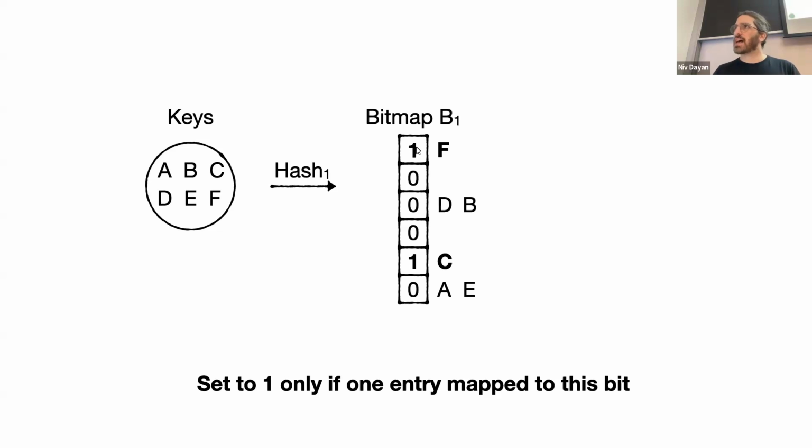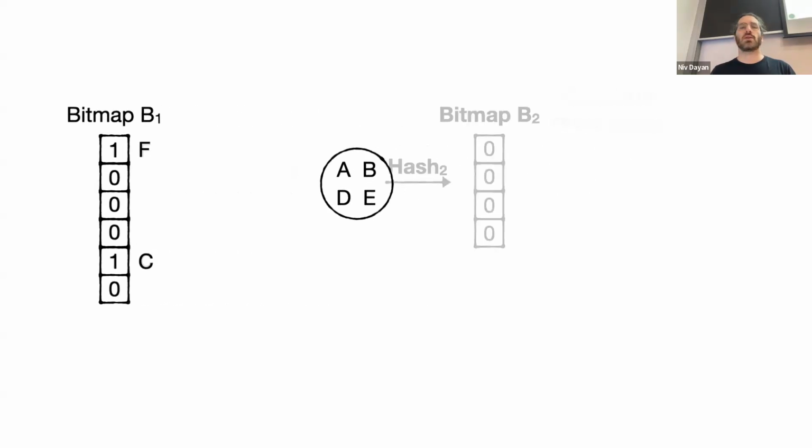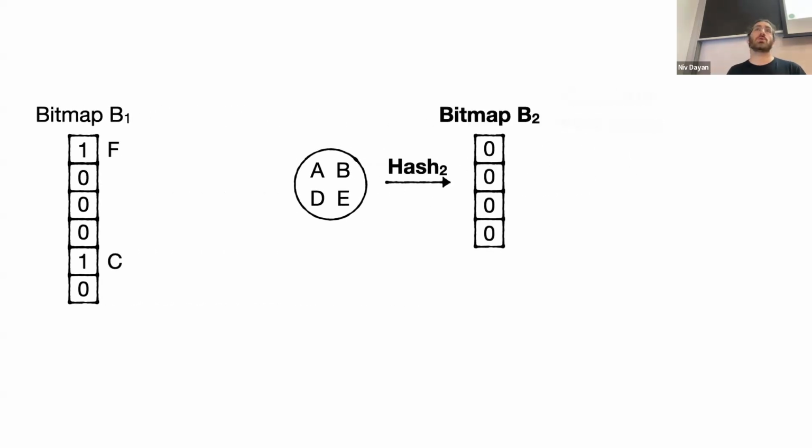Okay, so we did that. This means that we resolved 2 entries. We have succeeded in uniquely mapping 2 entries. Let's now continue doing this process recursively for the other entries that we did not successfully manage to map to a unique bit. So we'll now try to map these using a different hash function to a different bitmap that's smaller. And this bitmap only has 4 bits because now we're only trying to map 4 elements.